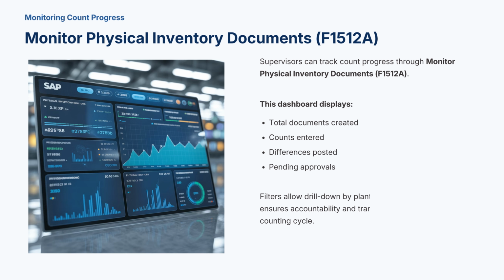Monitoring count progress. Supervisors can oversee process completion through Monitor Physical Inventory Documents, F1512A. This app lists all documents, their statuses, responsible users, and posting results. Filters let you analyze by plant, storage location, or indicator. Monitoring ensures timely completion and provides complete traceability for audit purposes.